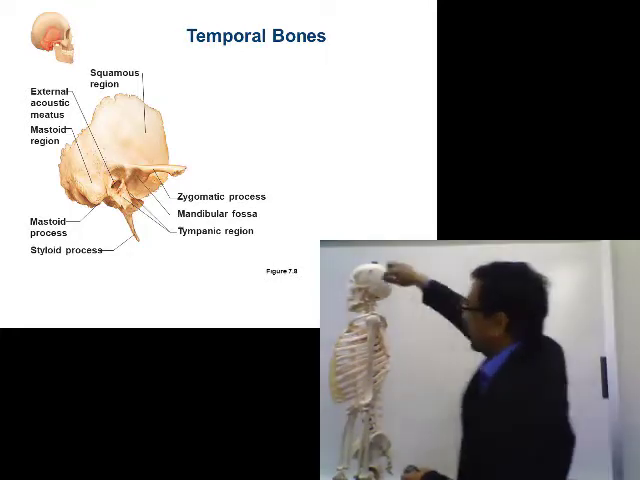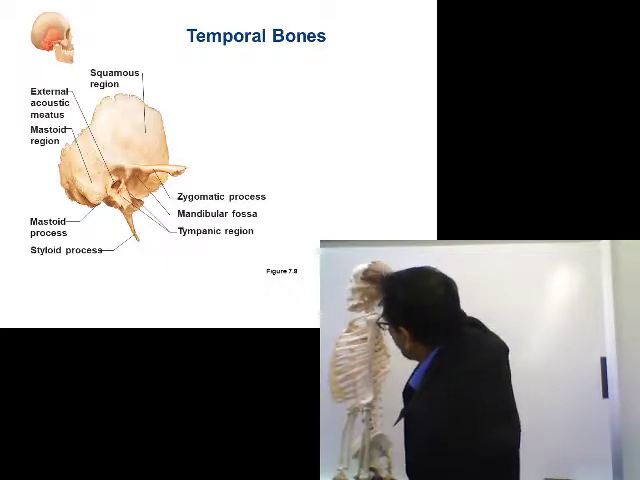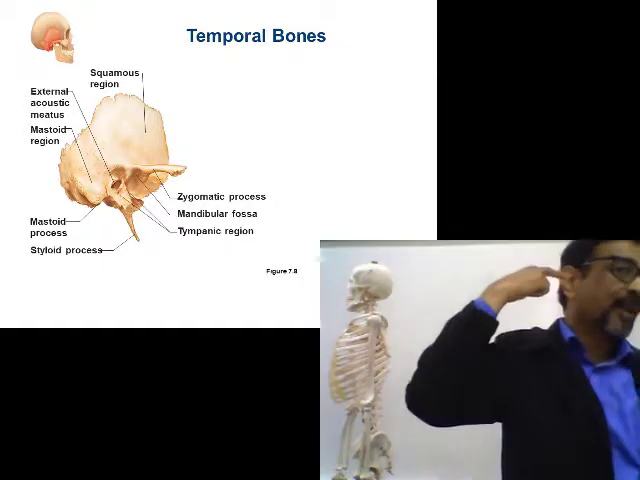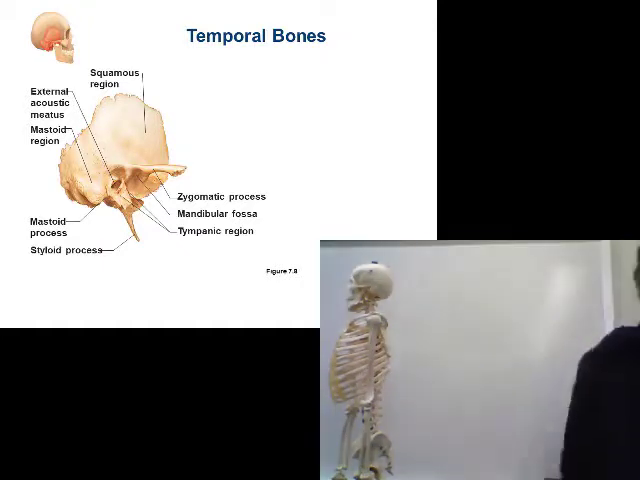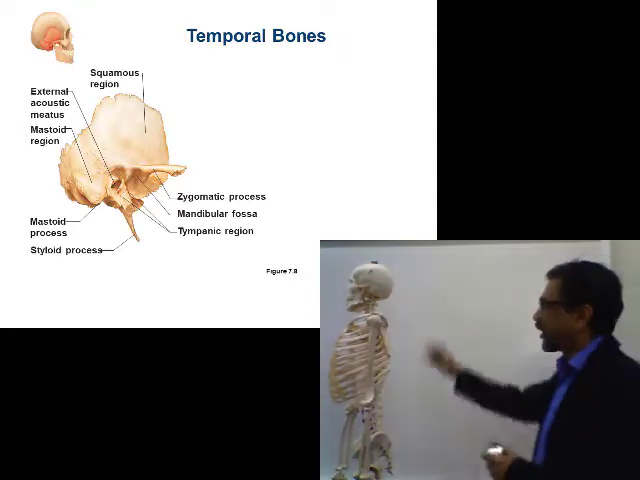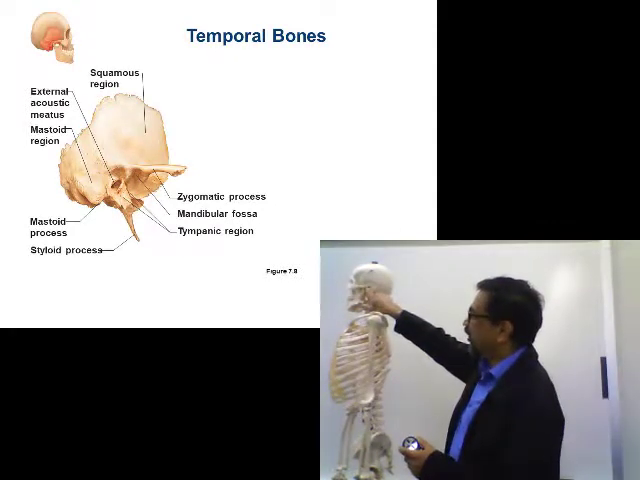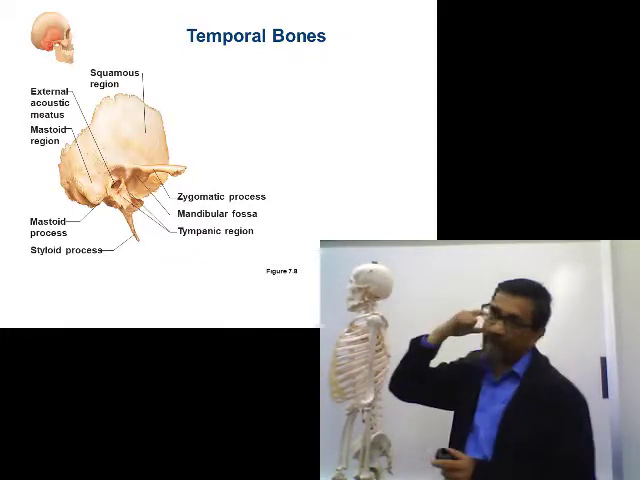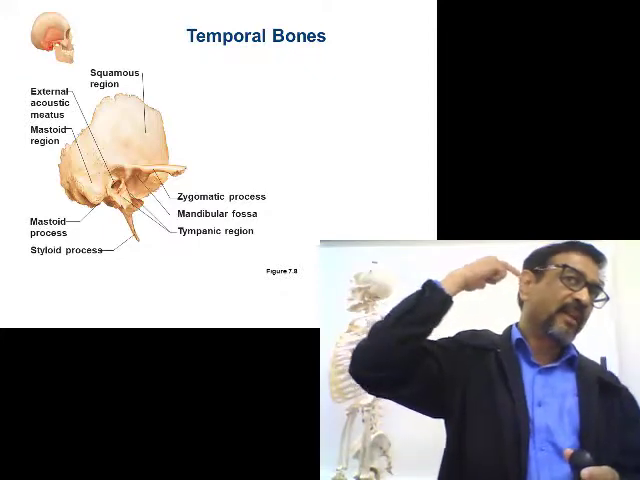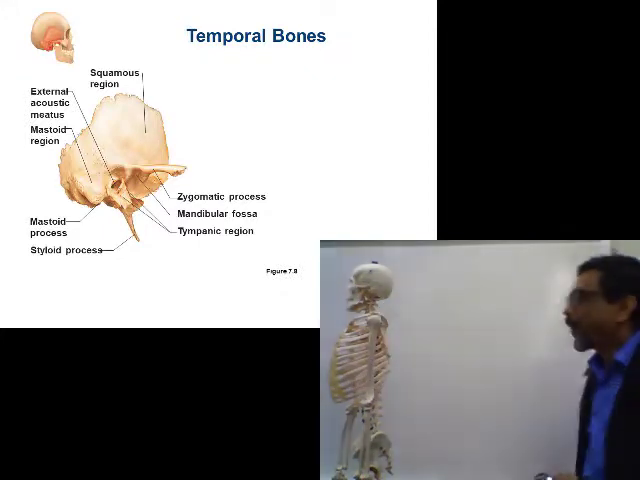There is a passage for the ear, you know that. That is called the external acoustic meatus. Meatus is canal, canal-like structure. So external means outer. So you can see this from outside, the outer ear canal opening. That's the external acoustic meatus. Okay.